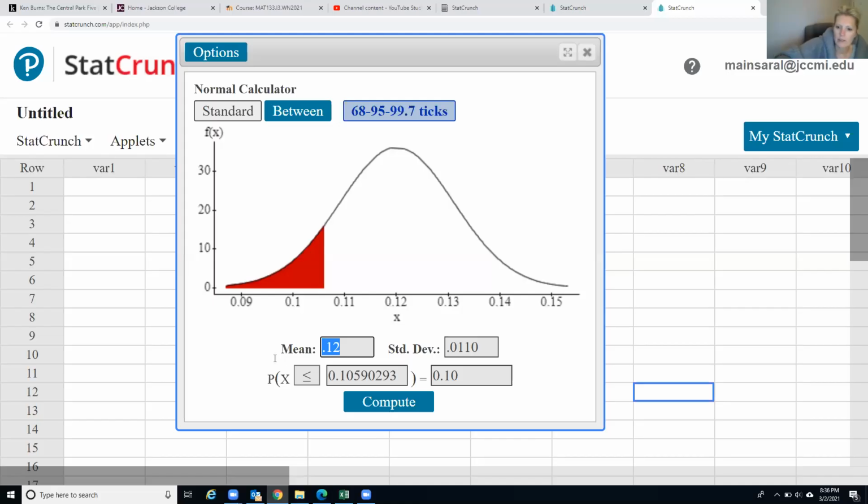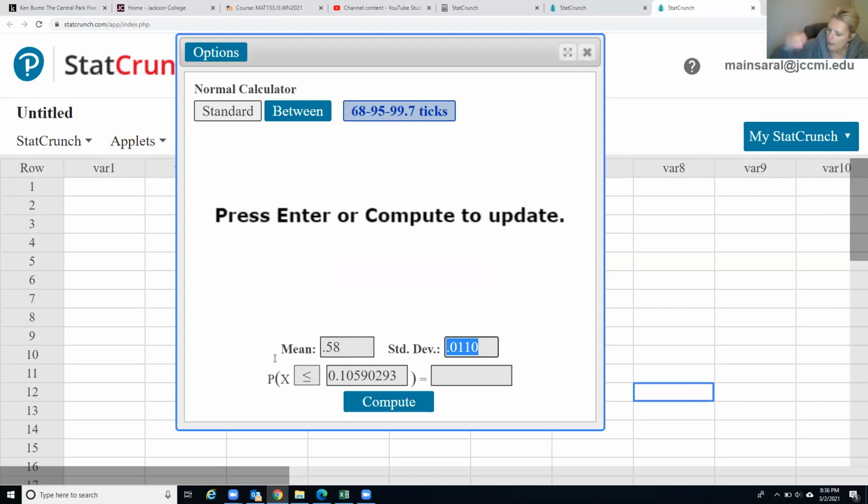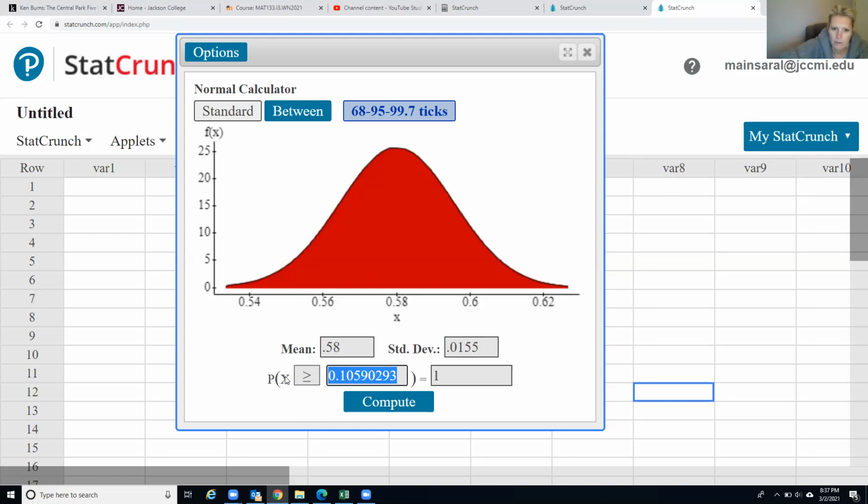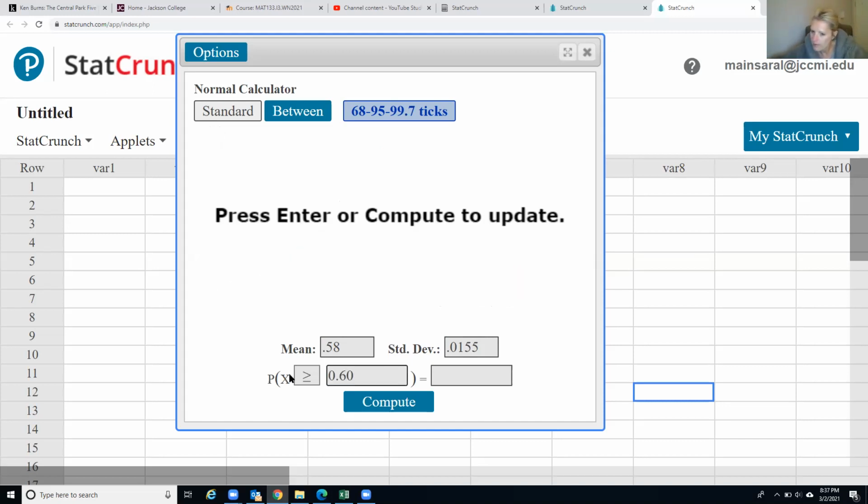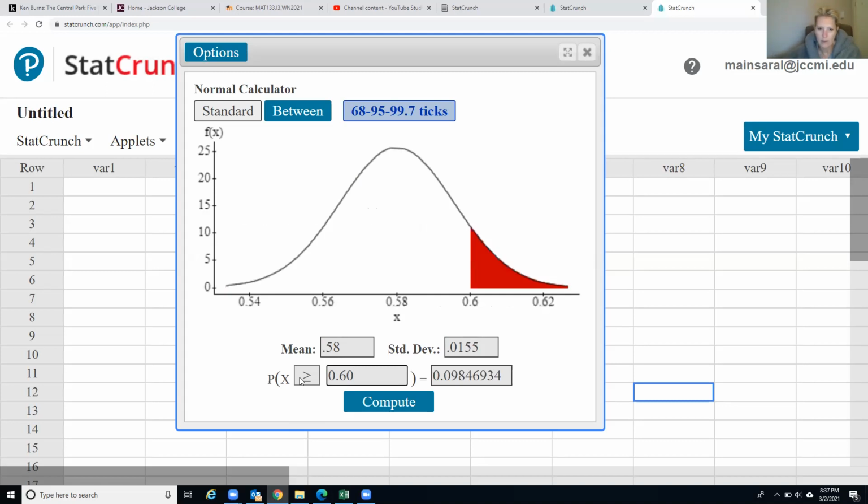And our scenario is 0.58, and our standard error is 0.0155. And we want to see what is it likely that it's more than 60% want to ban smoking in public places. And that is about 9.8% of people. So about 0.098. So that's about 9.8% of people want to ban smoking in public places.